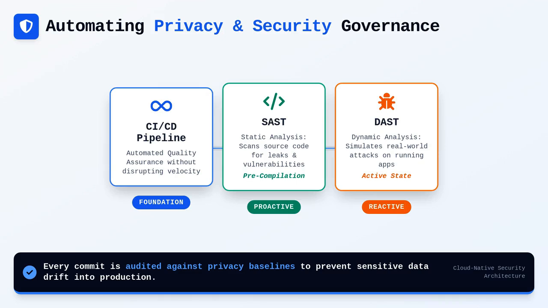Integrating these tools into the CI/CD pipeline ensures that every commit is essentially audited against a baseline of privacy requirements, preventing the accidental exposure of sensitive information that might otherwise drift into production.